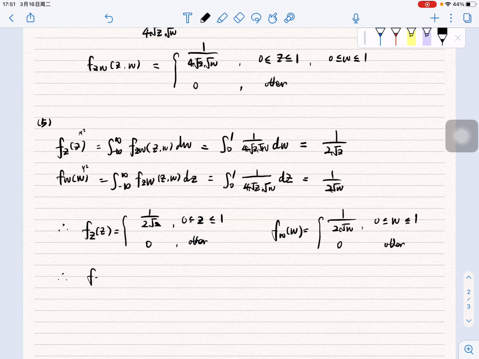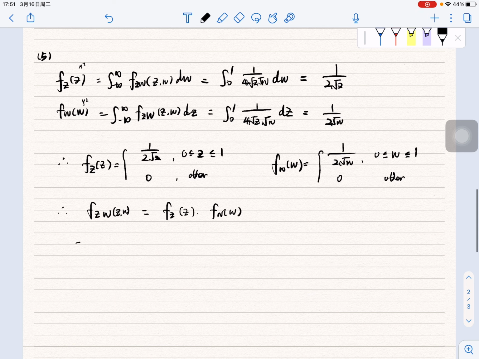Therefore, we can get that fzw equals fz multiply fw. And here we know that z and w, they are independent. Therefore, x squared and y squared are independent too. That's all.